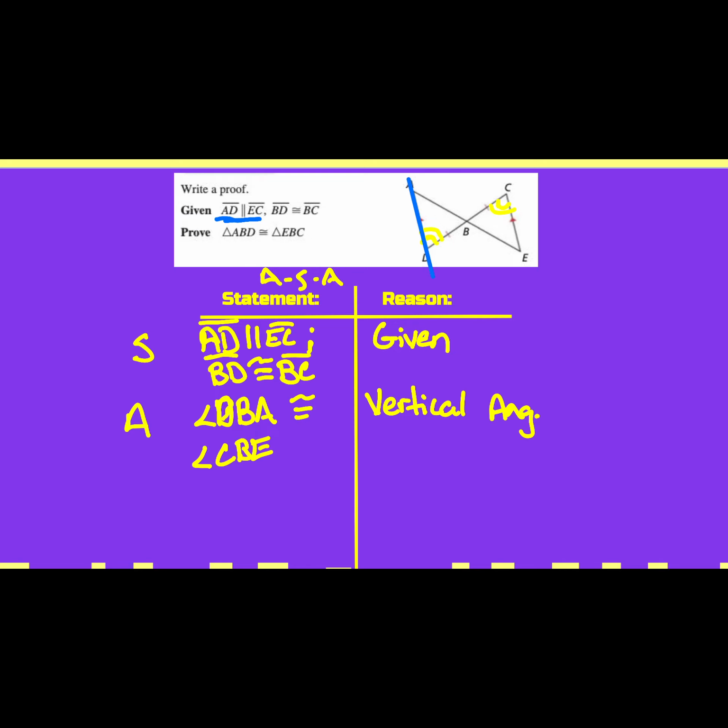Remember all the way back to when we did the transversals? Remember, transversal was two parallel lines cut. Whenever they tell us that lines are parallel, that's a big hint that we're going to be using alternate interior, alternate exterior, or something like that.